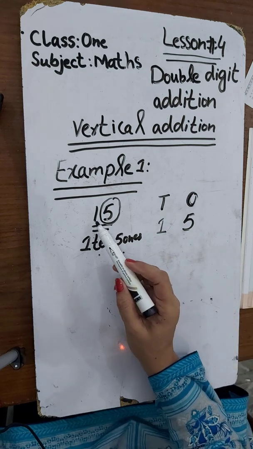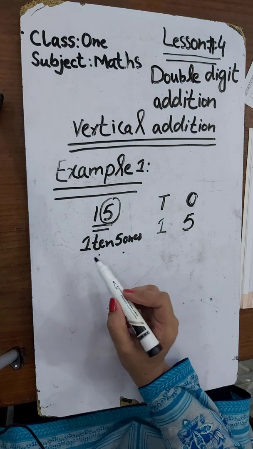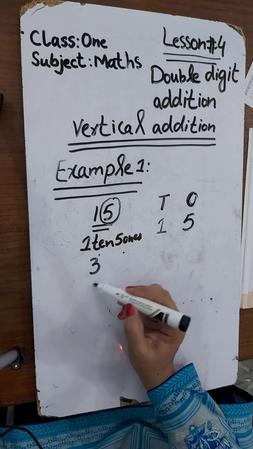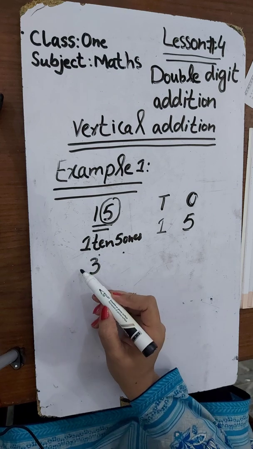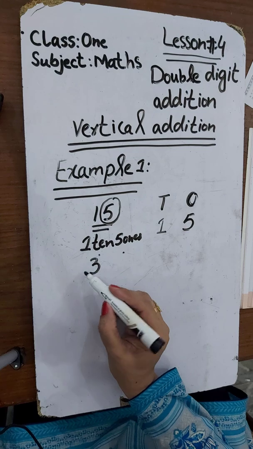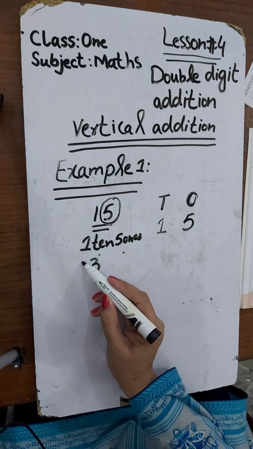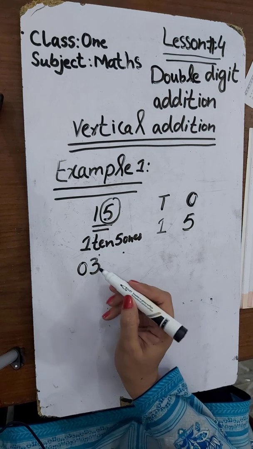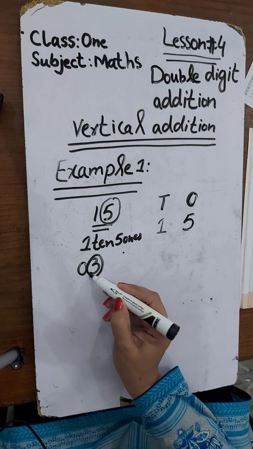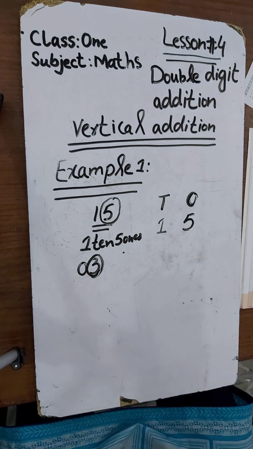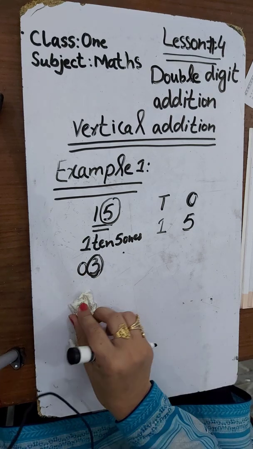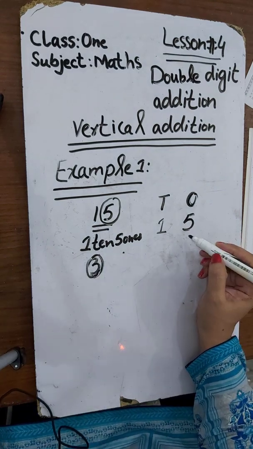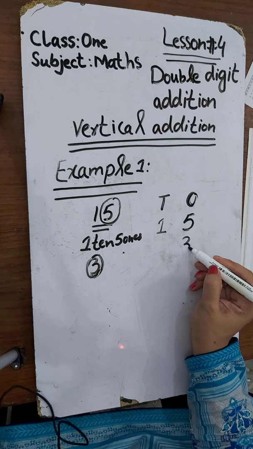If I want to add 3 to this 15, 3 is a single digit number, so there is no number with this 3 in the tens place. So I will write 0. If there is no number, then it is 0. So it is ones. In which column will you write this 3? Yes, you will write 3 in the ones column.